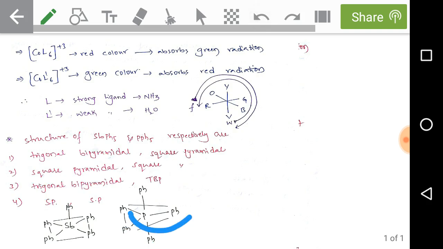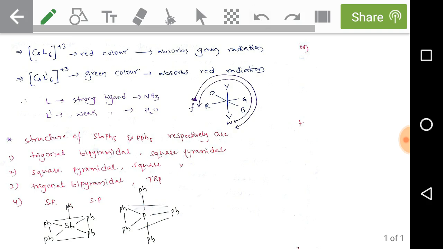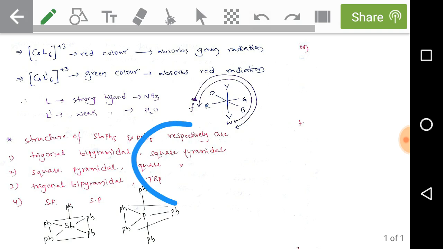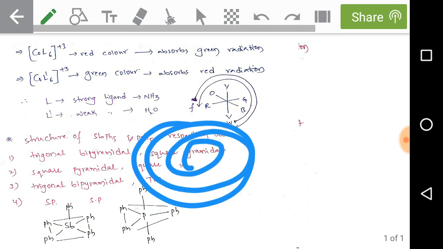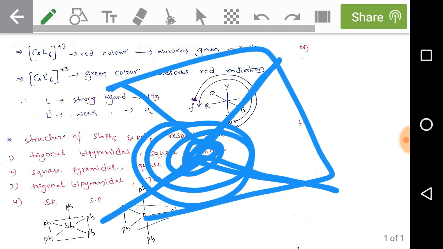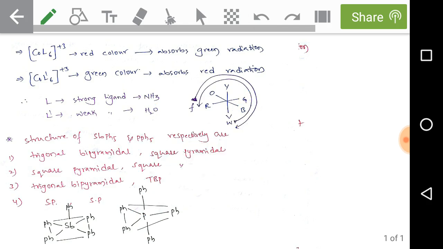So this difference between phosphorus and stibinum in the nitrogen family is just due to the difference in their sizes. Whenever we move from top to bottom in a group in the periodic table, the size increases. So whenever size increases, the size simply favors planarity for that molecule. That's why the stibinum compound shows square pyramidal, whereas phosphorus shows trigonal bipyramidal structure.